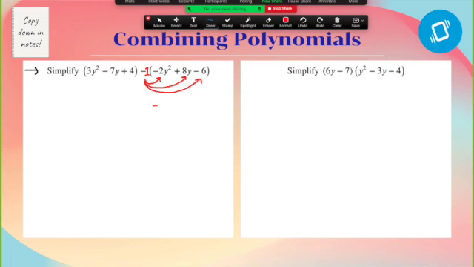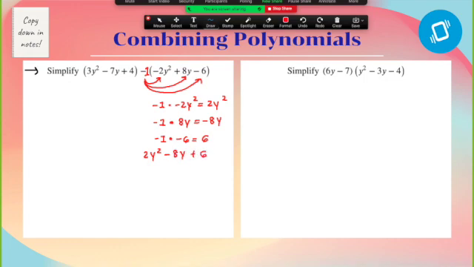So negative 1 times negative 2y squared equals positive 2y squared. Negative 1 times 8y equals negative 8y. And negative 1 times negative 6 equals positive 6. So our new expression here would be 2y squared minus 8y plus 6.